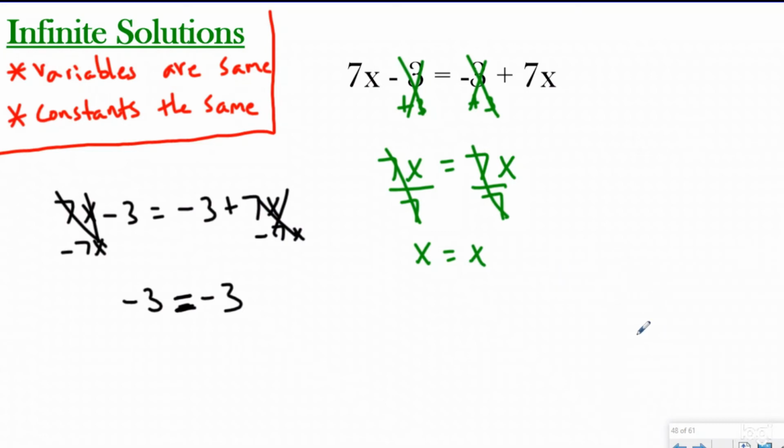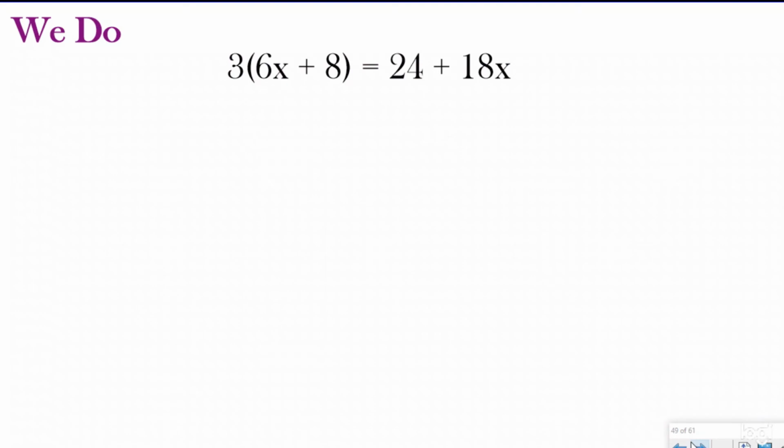You can check it out. So here we have a we do problem, right? If you're ready to try this out, go ahead and you can pause it, solve it, push play, and we can check it with you. If you're not there yet, go ahead and you can just solve it with me, okay? So the first thing I want to do is distribute out my 3 here, okay? So I have 3 times 6x, which is 18x.